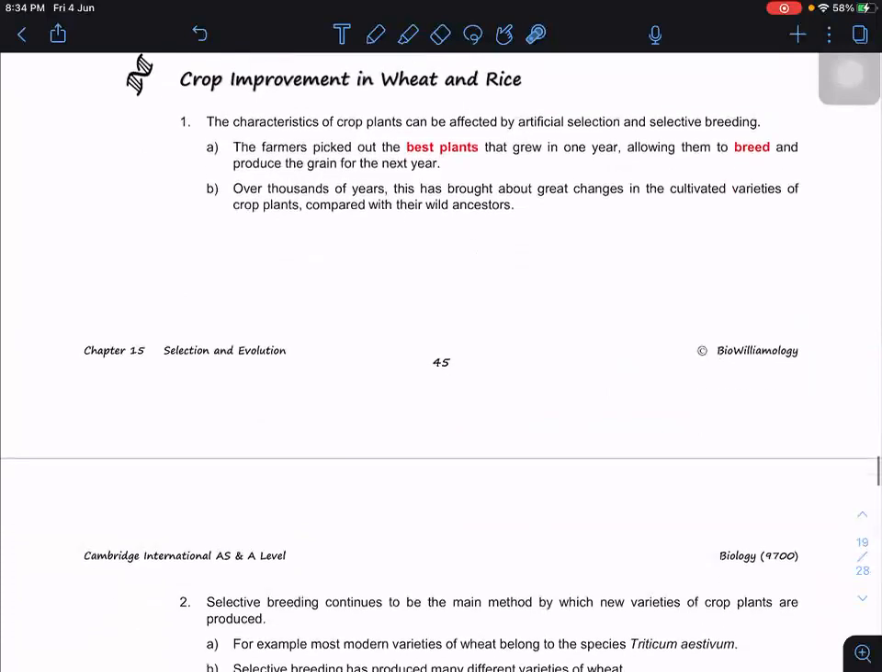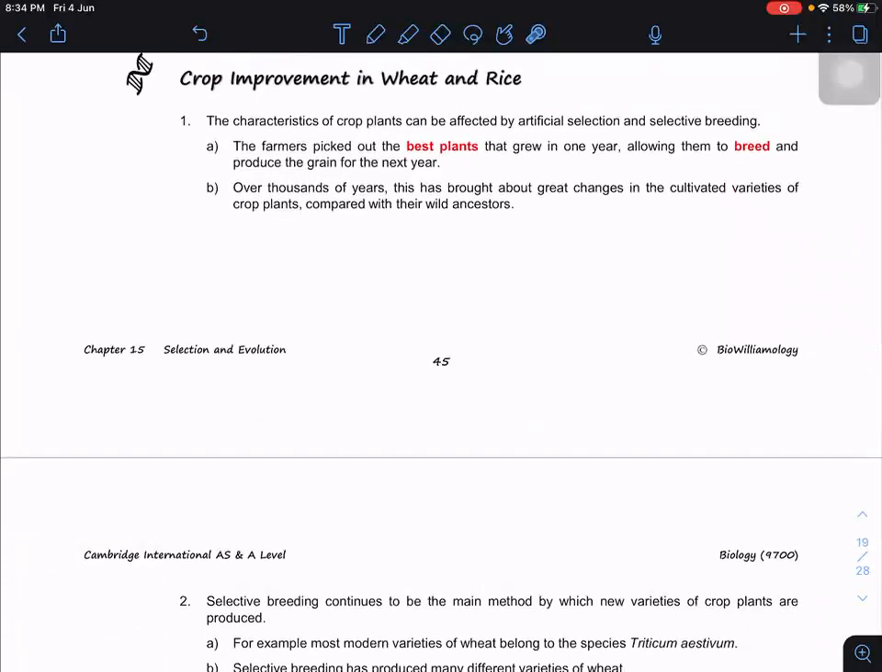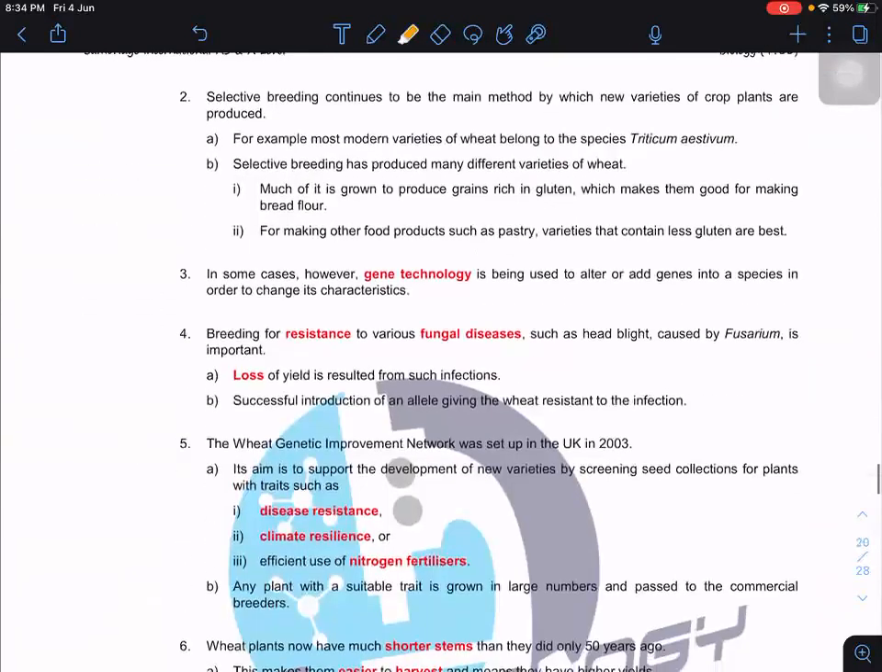We look at the crop improvement in the wheat and the rice, where we involve the inbreeding and outbreeding together. Again, as I say, the farmer does not need to know the genetics behind how to do this, but what they do, they pick the best plants, keep the seeds, and then we breed them again for next year. We continue, and in this case, we're going to get pure breeds. So selective breeding continues to be the main method by which new varieties of crop plants are produced. Now this is something that we have to know.